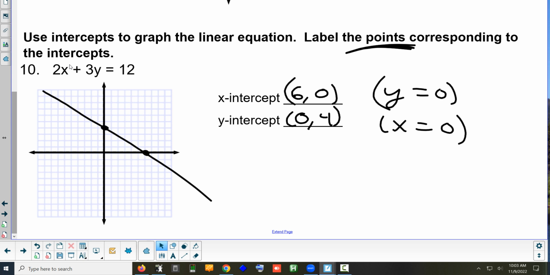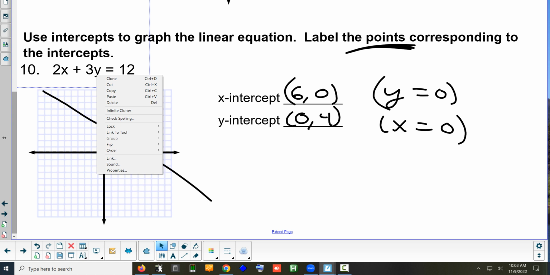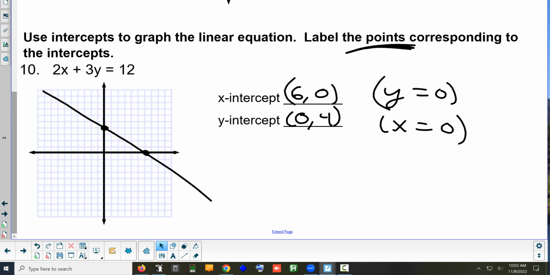To graph an equation that's set up with the x's and the y's on the same side, you find the intercepts. You plug 0 in for the x, and then you solve, and then you plug 0 in for the y, and then you solve it again. And that will give you the 2 points that we just found in the warm-up. Once you have the 2 points, you draw your line through it.